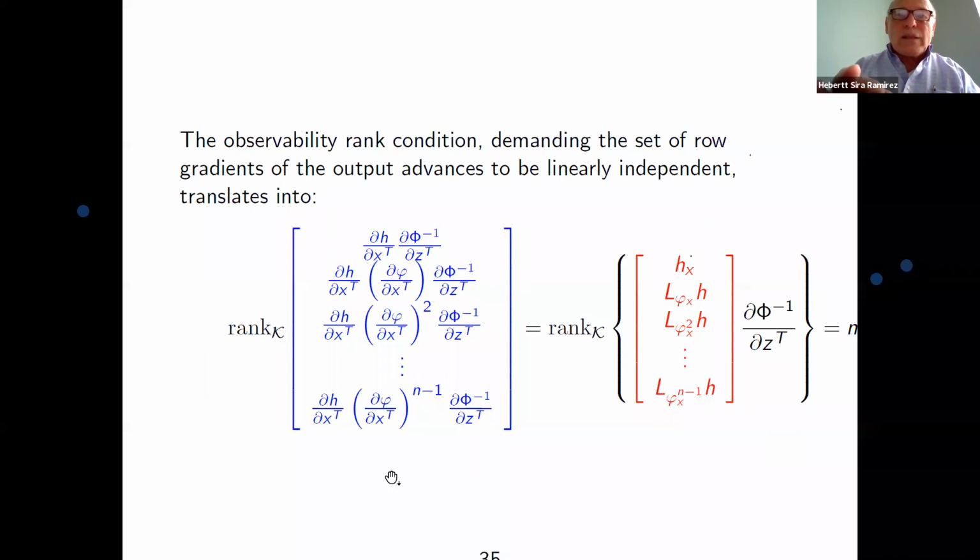Therefore, as you can see here, what happens is that the observability matrix is being multiplied by a non-singular matrix, which is the gradient of the inverse transformation with respect to the new variable. Therefore, the composition of those maps on the transformed system just entails the use of a non-singular matrix multiplying all these gradient vectors on the right. And therefore, the rank doesn't change because this matrix is full rank itself. And that gives you a very well-known result: observability is not affected by state coordinate transformation.